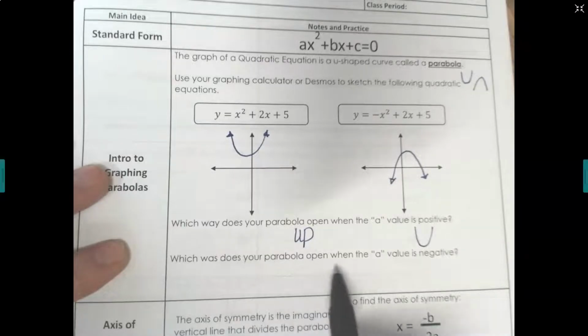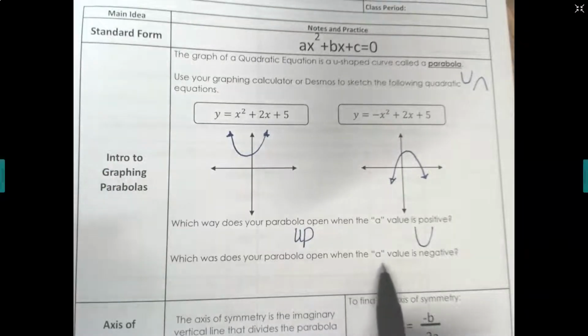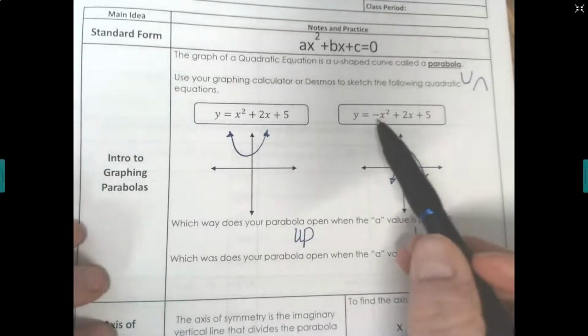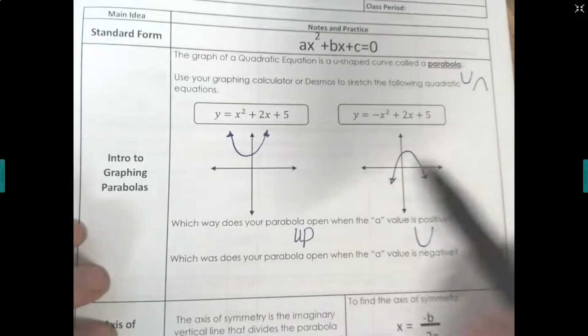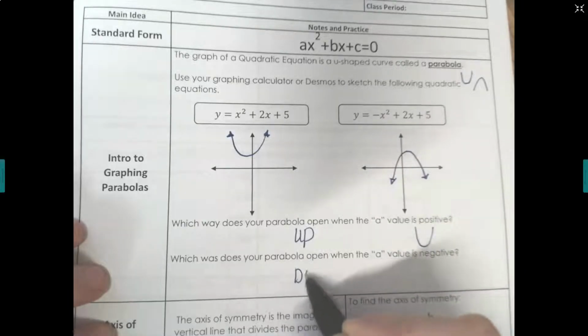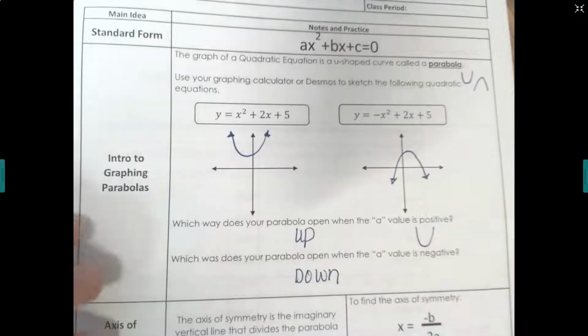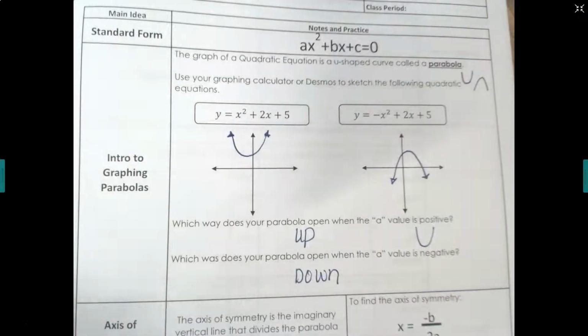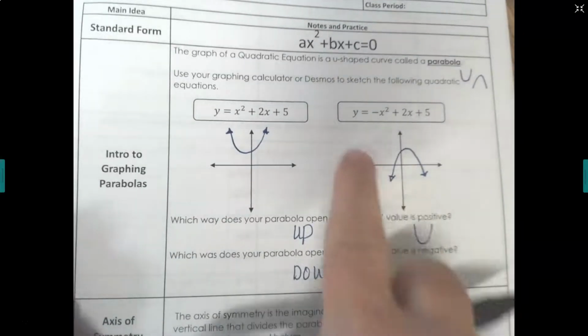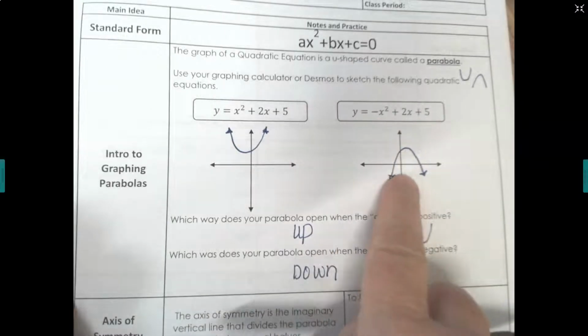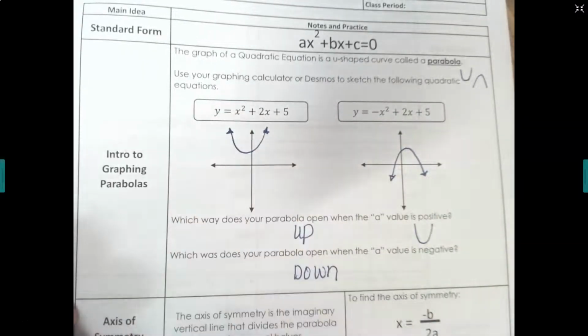How does your parabola open if the a value is negative? So here's our negative a value, and our parabola will open down. Okay, so whenever you see a negative sign out front like this, that means your graph's going to open down. No negative sign, it's going to open up.